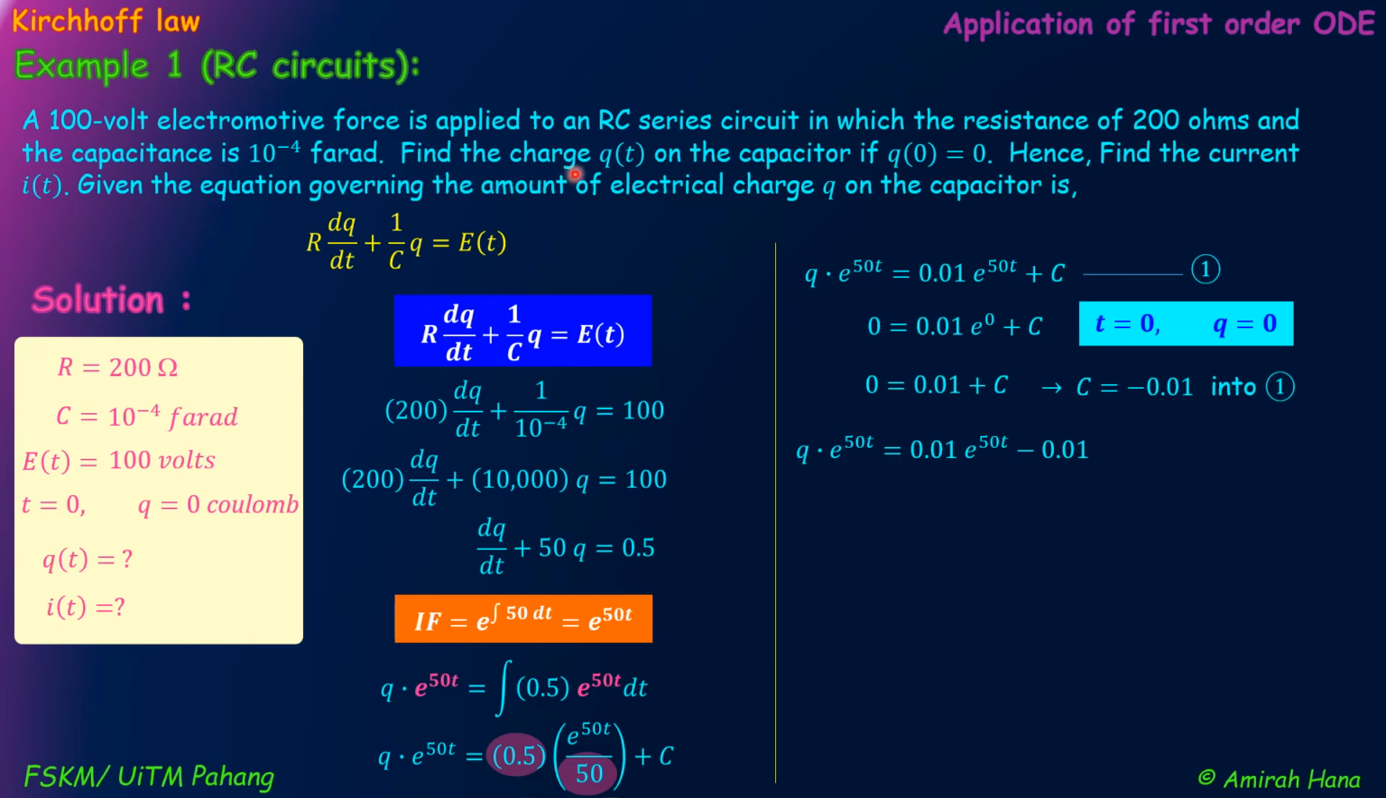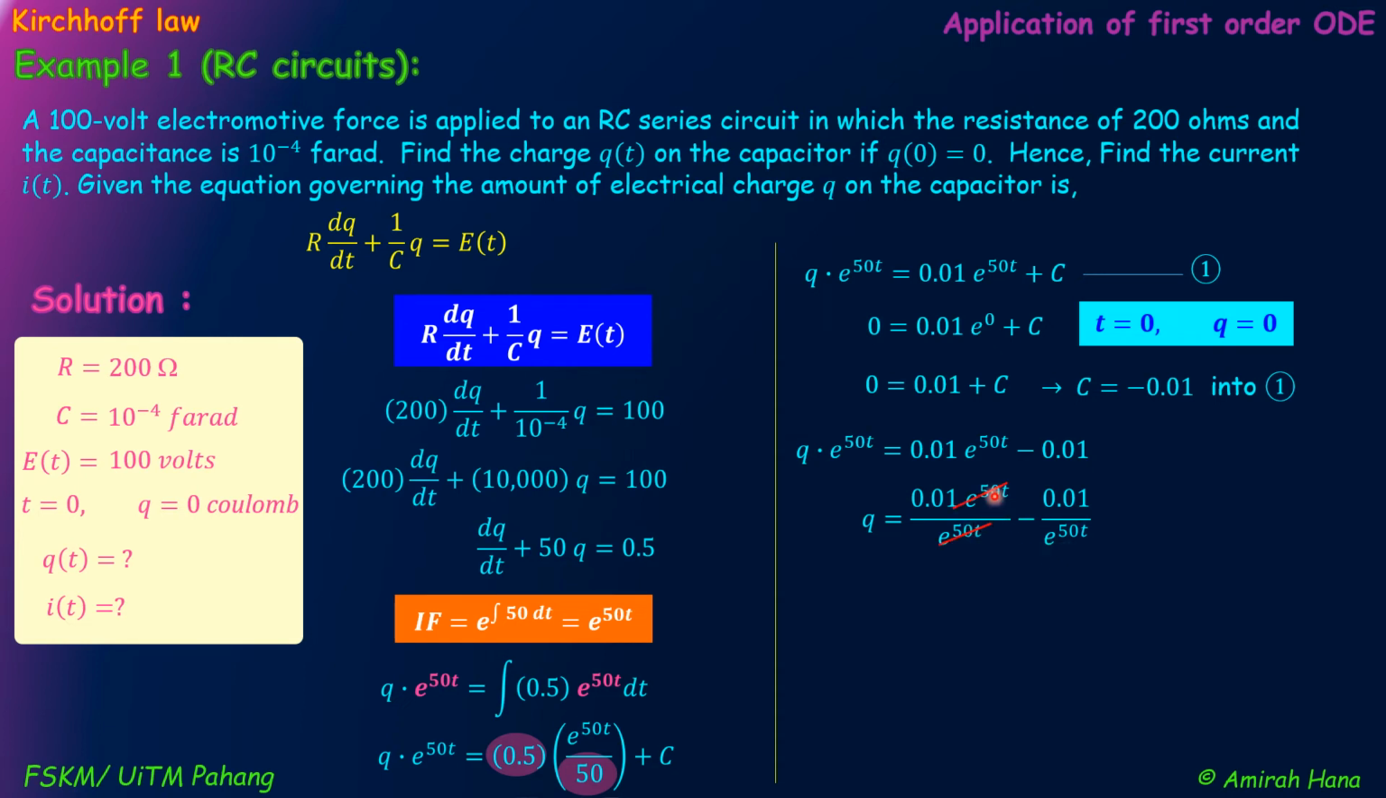We recall that we want to find the charge q(t), so we need to write q as the subject. In this case, we need to move the multiplication of e to the power of 50t to the right hand side. Since this is a multiplication operation, after we move it to the right hand side, we need to divide by e to the power of 50t. So we got q as the subject equals 0.01 e to the power of 50t over e to the power of 50t, minus 0.01 over e to the power of 50t.